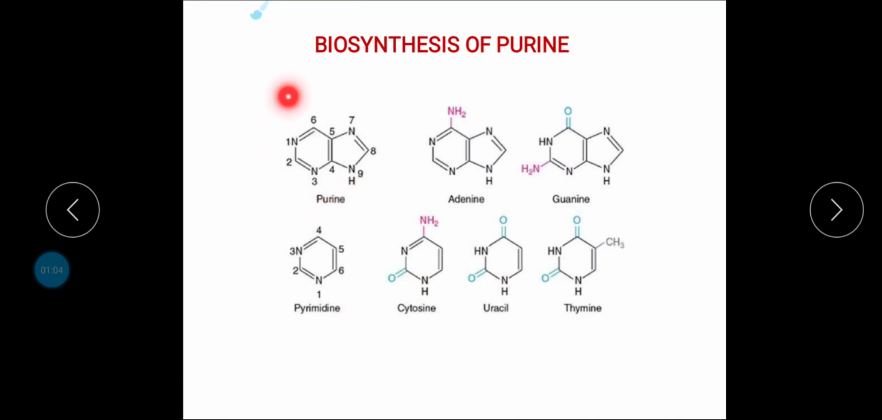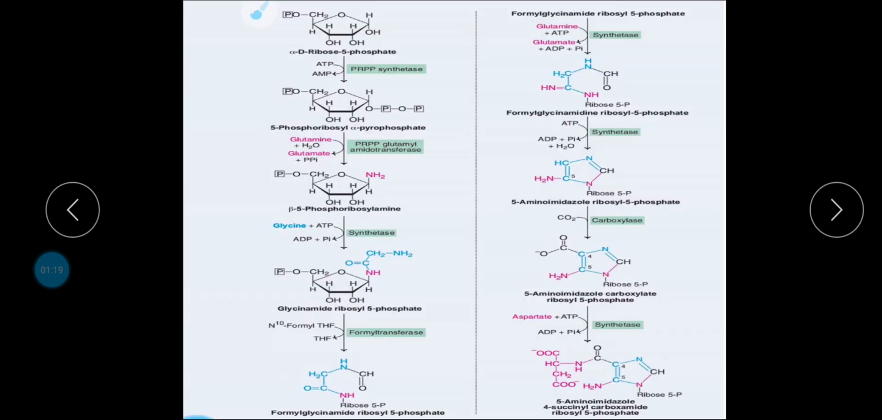Now you are aware about the structure of purine. Purine is a double ring structure with an imidazole ring in it. Now we will go through the biosynthesis of this purine nucleotide. This is the purine nucleotide biosynthesis.